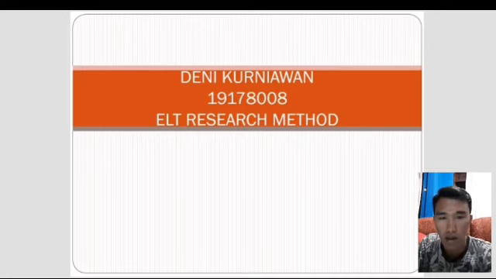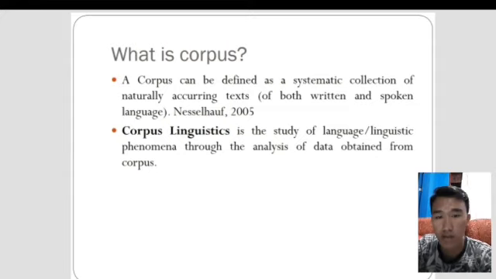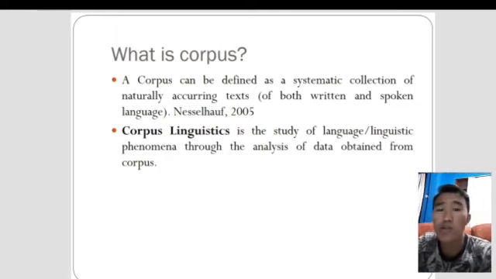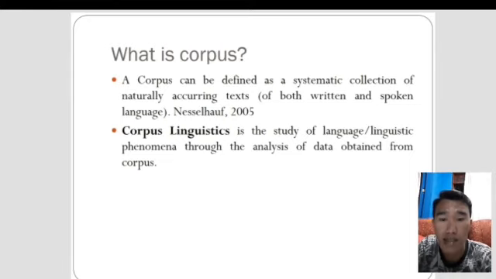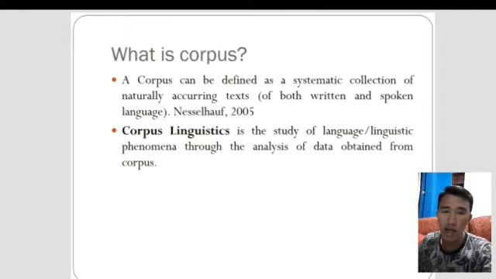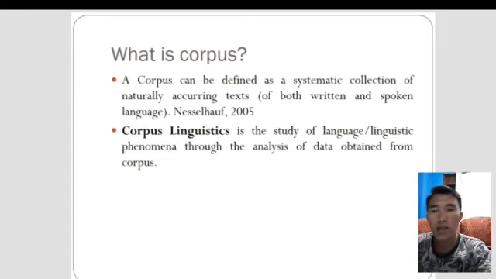Okay guys, let's move into the next section about corpus, and I will explain about corpus. And the first one that we have to know is, what is corpus? A corpus can be defined as a systematic collection of naturally occurring texts of both written and spoken language. And in the linguistic study, corpus linguistics can be defined as the study of language or linguistic phenomena through the analysis of data obtained from corpus.